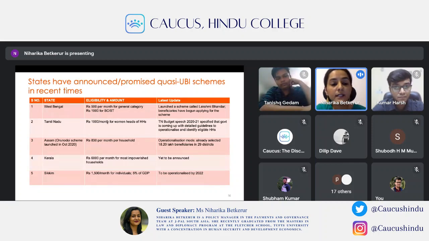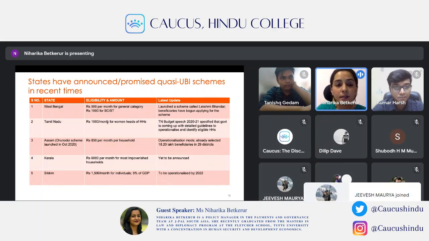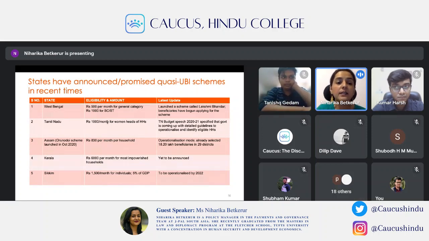And Sikkim is one of the few states which thought about UBI quite early on, but they've still not operationalized it. It is providing rupees 1,500 per month for all individuals in Sikkim, which would come up to about 5% of their GDP. So these are some of the different kinds of modalities and designs that the state governments are thinking about in India.